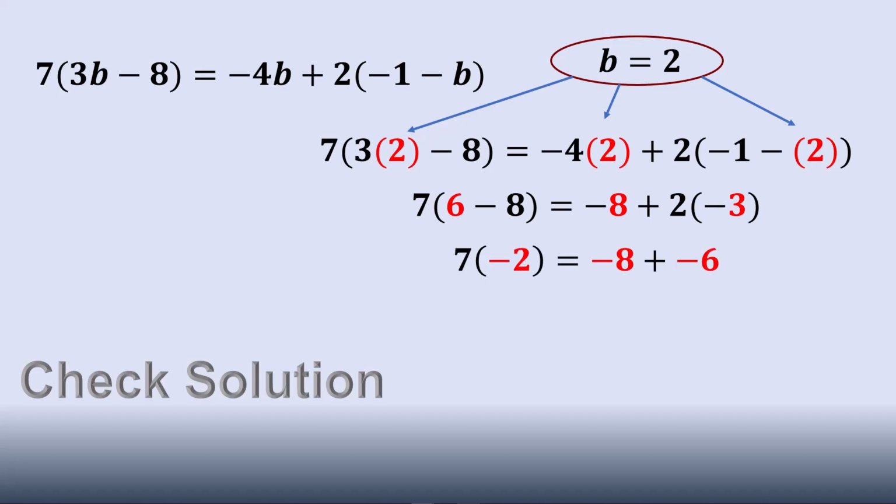6 minus 8 is negative 2. 2 times negative 3 is negative 6. 7 times negative 2 is negative 14. Negative 8 plus negative 6 is negative 14. Both sides are equal. The solution checks out.